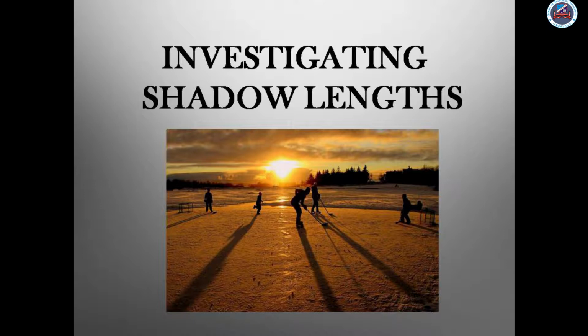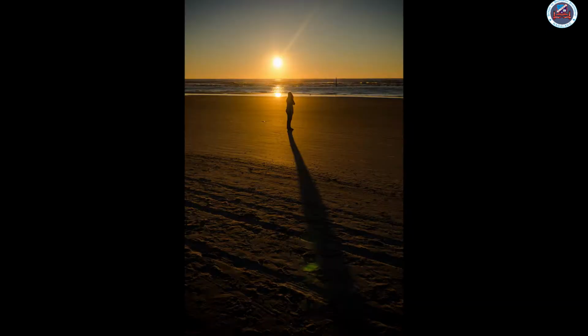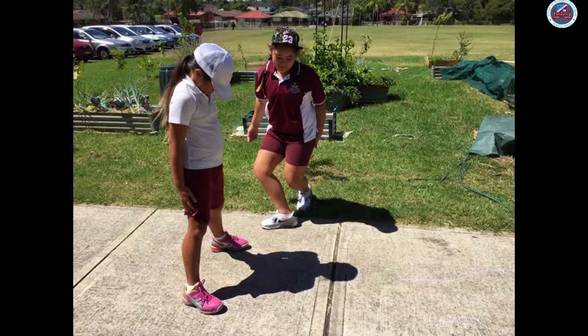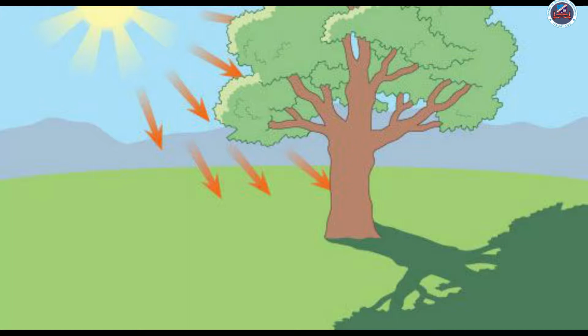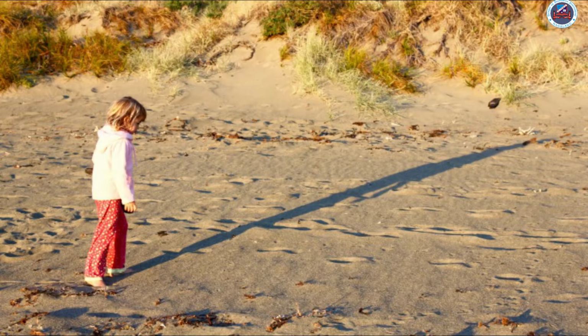Investigating shadow lengths. You must have noticed that sometimes our shadows are long, while sometimes they are short. Why does this happen? This happens because the light from the sun is coming from different angles at different times of the day. In the morning, the light from the sun is coming from the side, so our shadows are longer. During the day or noon, the sun is above our head, so the shadow is shorter, and in the evening the sun is again at the side, so the shadow will be longer again.